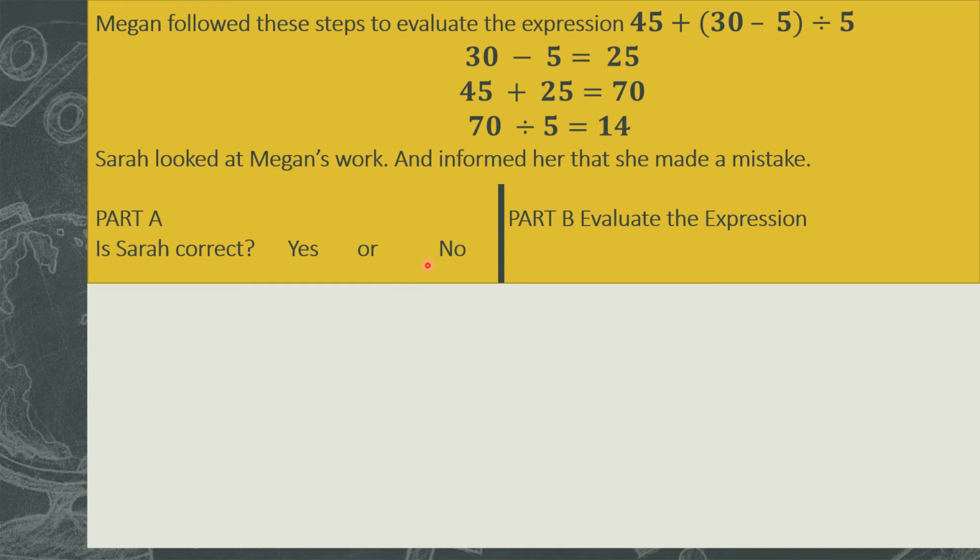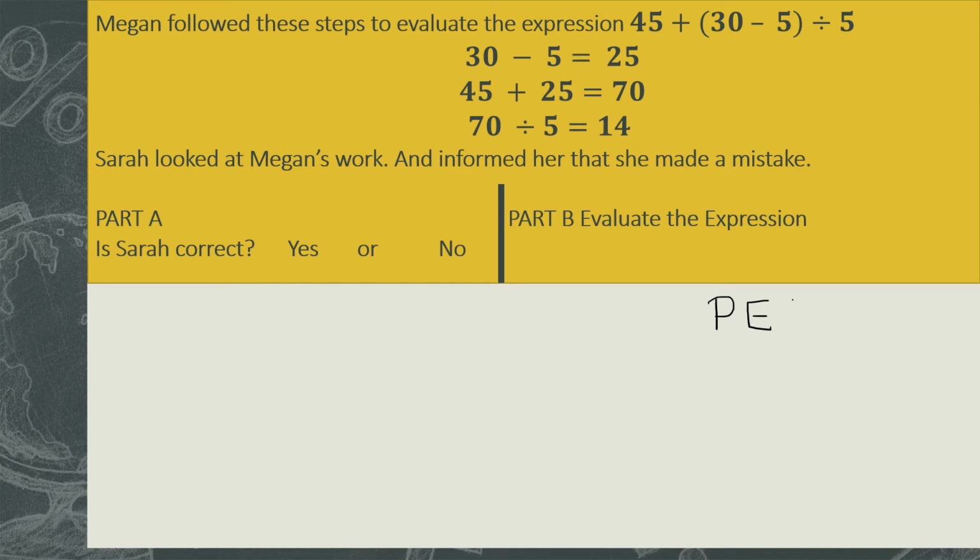Now this is a two-part question. Part A is asking, is Sarah correct? And part B is asking us to evaluate the expression. Let's remember that we have two different people in this problem. Sarah is the person looking at Megan's work and is telling her that she made a mistake. So, if Megan did make a mistake, our answer would be yes. If Megan did not make a mistake, our answer would be no. Now, this question is actually very interesting because we're going to use part B to help us solve for part A. Let's get started.